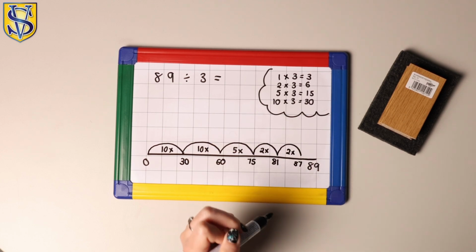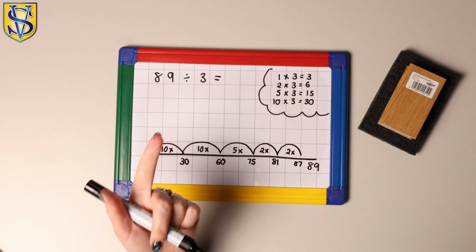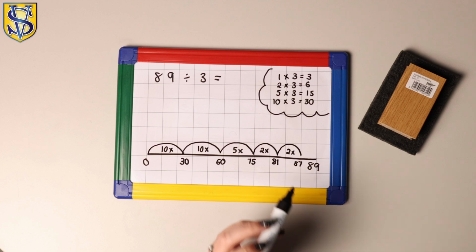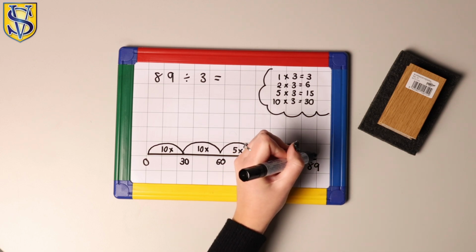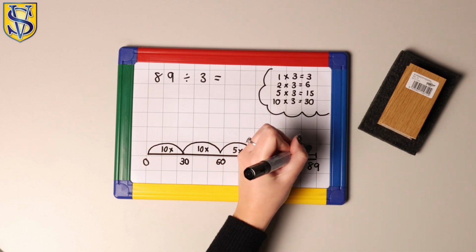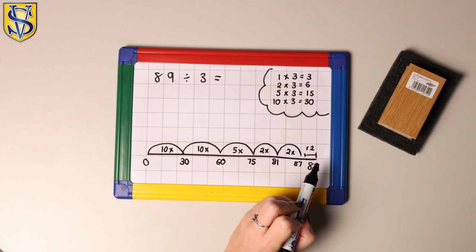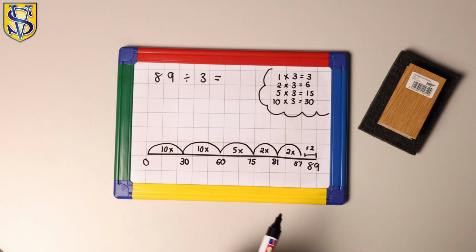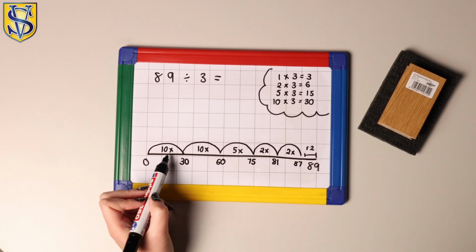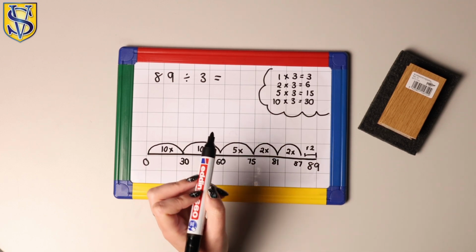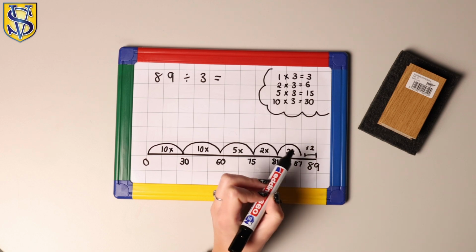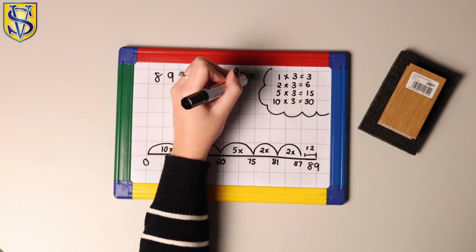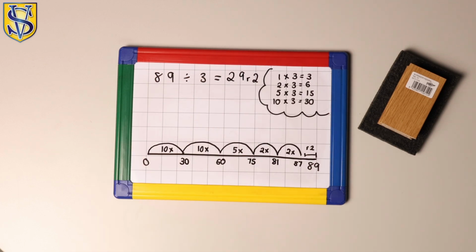And then if I count up, 87, 88, 89, I've only got 2 more left, and the smallest is 3. So I'm just going to put a line here and it's going to be remainder 2. I've got 2 left over that I can't do anything with because it's smaller than 3. So then I'm going to count it up: 10, 20, 25, 27, 29, remainder 2. So 29, remainder 2 is the answer.